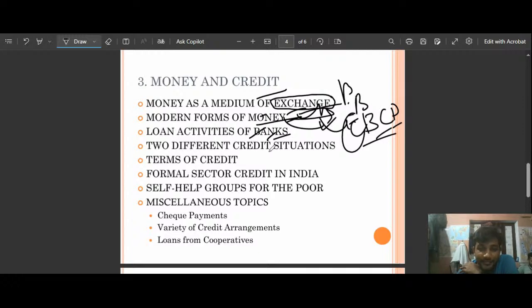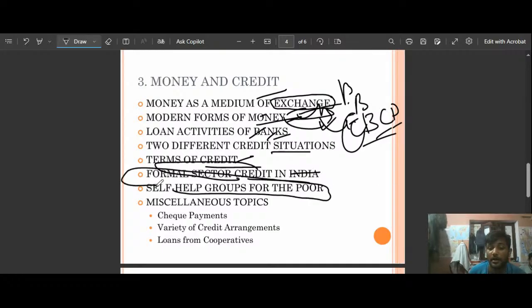Different credit situations, what the different types of credit situations are in India, the terms of credit. How the financial sector gives credit to individuals, the formal sector of credit in India, what the formal sources of credit in India are, self-help groups for the poor, how self-help groups are helpful for the poor, like the marginal sector, economically depressed sectors, and socially depressed sectors.